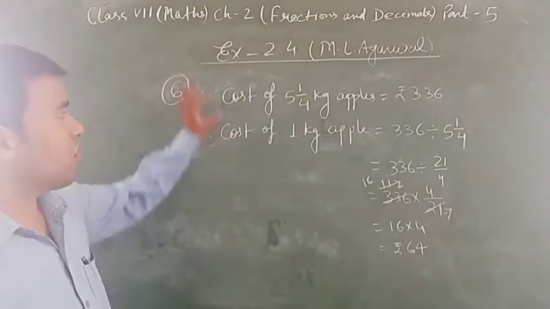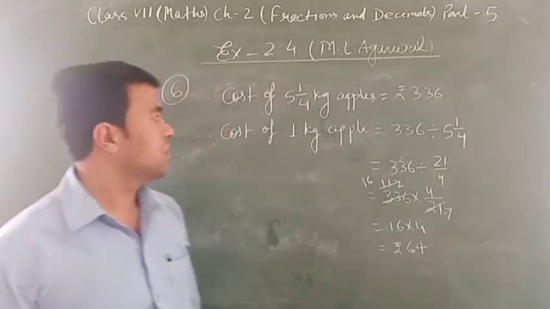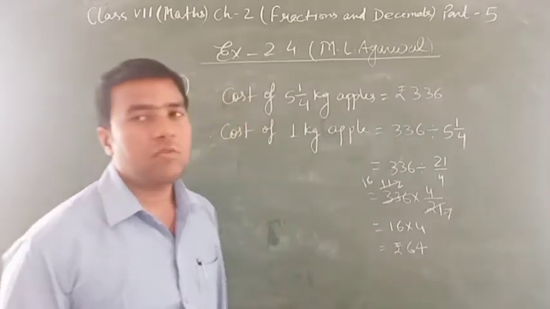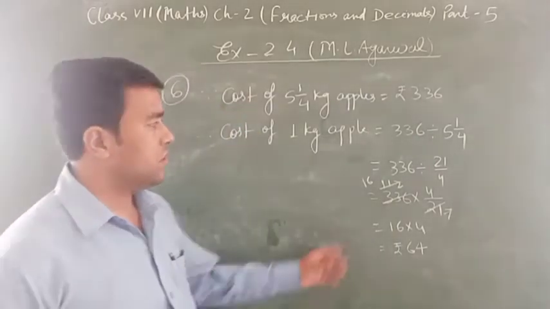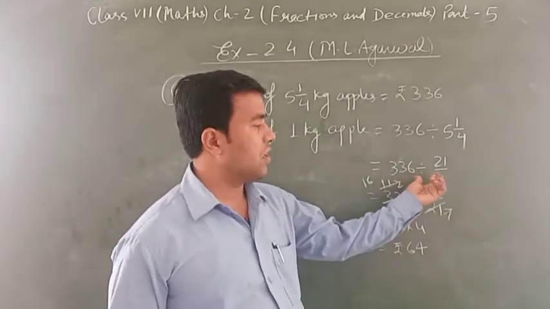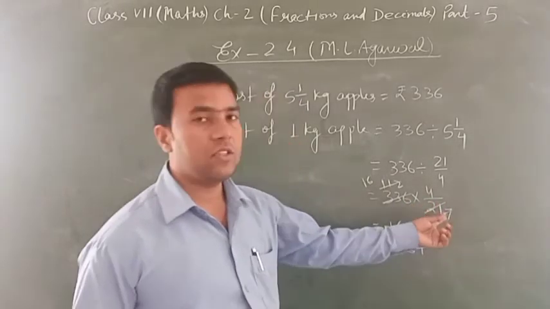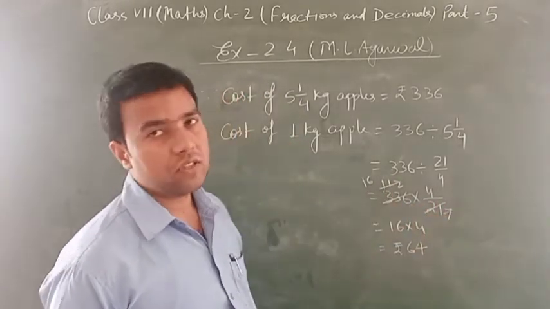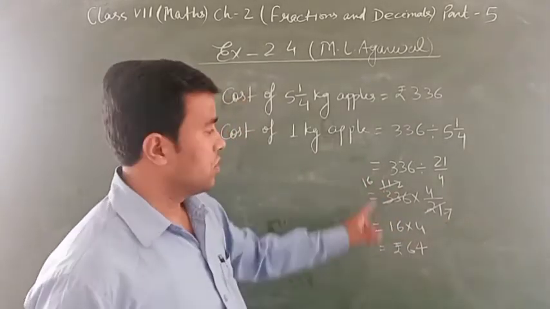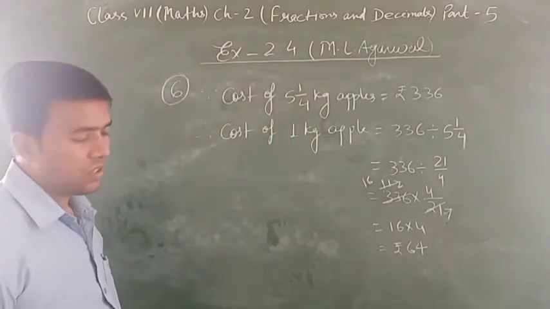Clear? Cost of 5 whole 1/4 kilogram apples is given as 336 rupees. Cost of 1 kilogram apple equal to 336 divided by 5 whole 1 by 4. Clear? 336 divided by 21 by 4. 336 divide changes in multiply, 4 by 21. 3 7s are 21, 3 1s are 3, 3 2s are 6, 7 6s are 42. 16 into 4 means 64. Note it.